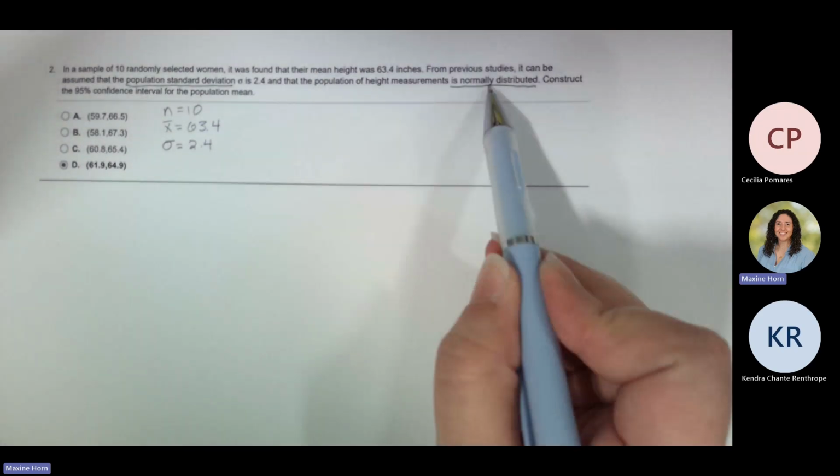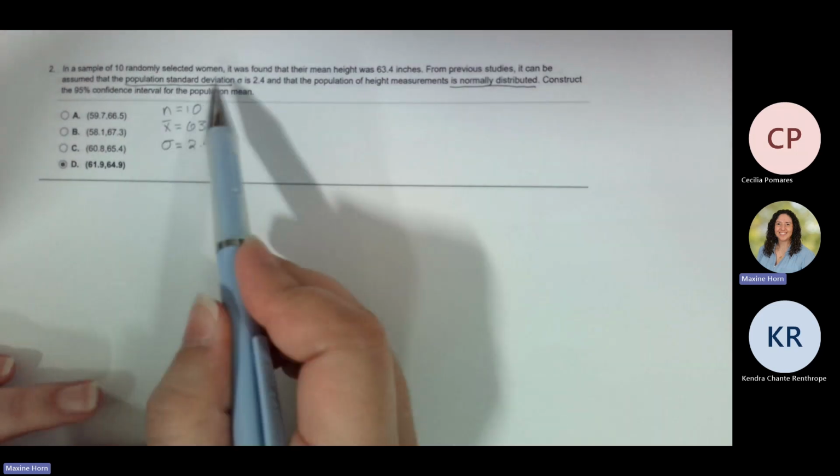Sorry, I didn't realize that was not visible. I'm going to zoom in just a little bit more here. Okay, so in future problems, we're going to talk about why that's important. But for right now, let's just go through and plug these in.